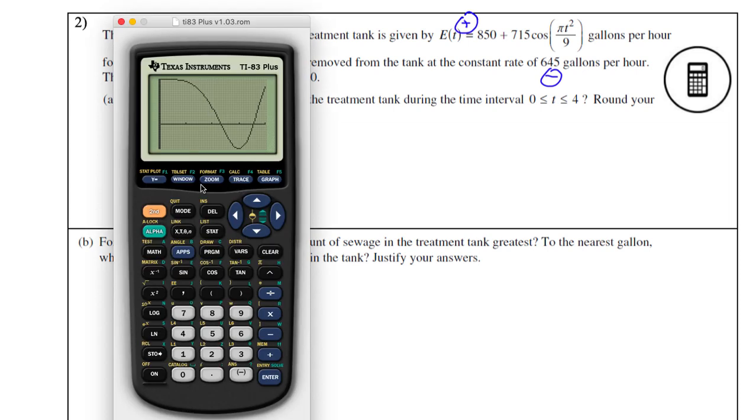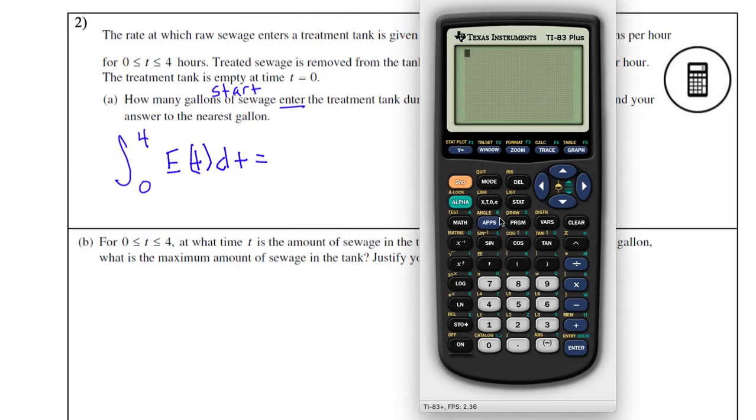And I just do that on my calculator. So my graph is ready. I can use that in a sec.